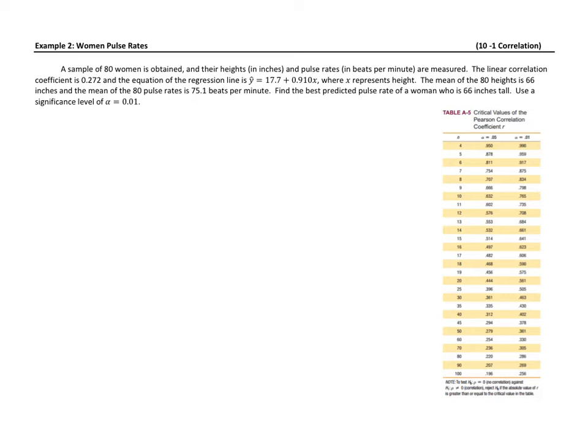is 0.272. Okay, so let me start writing down all the information that we have so far using the correct notation. So the sample size for our sample is 80. The correlation coefficient for our sample is 0.272. We're also told that the equation of the regression line for this data set is y bar is equal to 17.7 plus 0.910x. And then let's identify what those variables are.